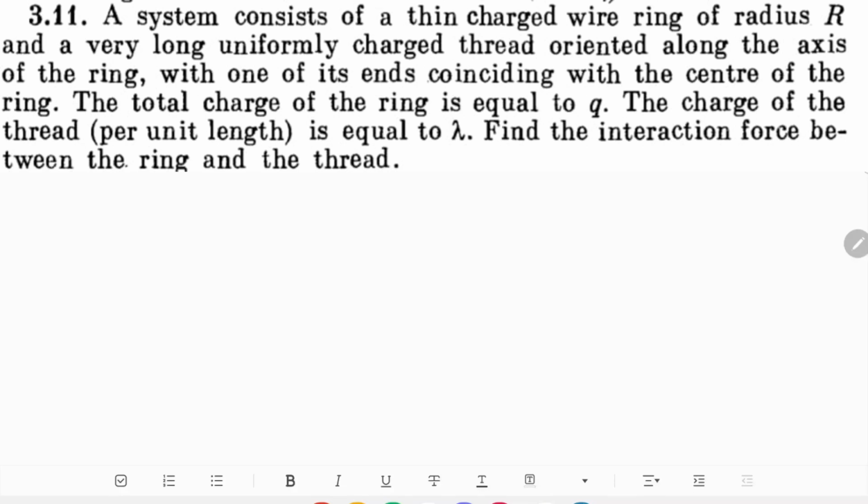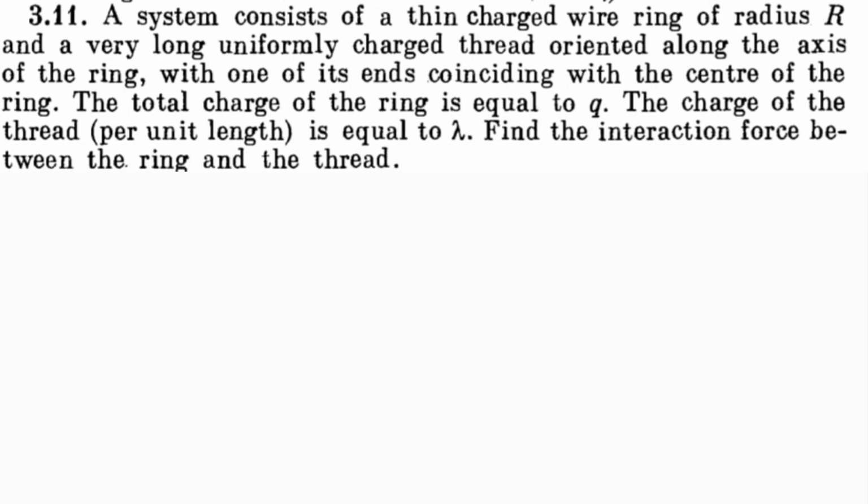So we are dealing with the 11th problem in this series, and the problem is 3.11. The problem states: a system consists of a thin charged wire ring of radius r and a very long uniformly charged thread oriented along the axis of the ring, with one of its ends coinciding with the center of the ring. The total charge of the ring is equal to q. The charge of the thread per unit length is equal to lambda. Then find the interaction force between the ring and the thread.